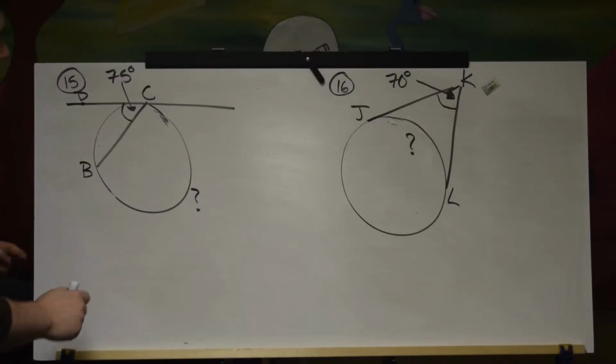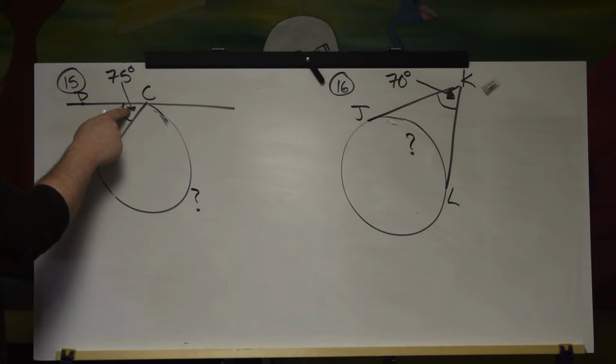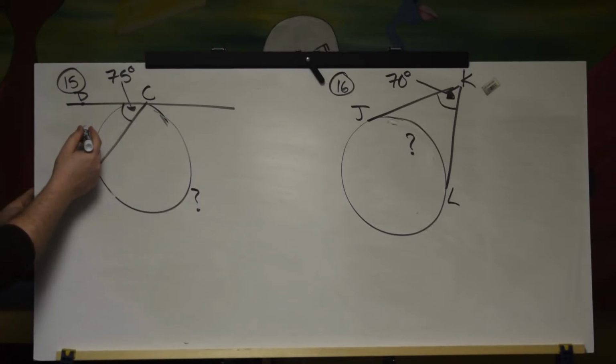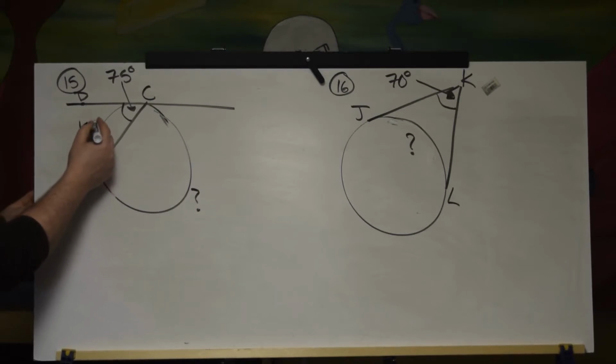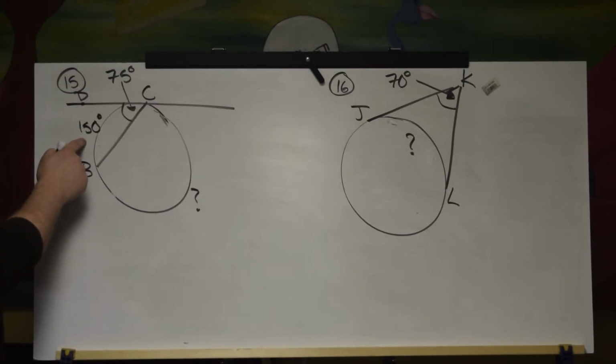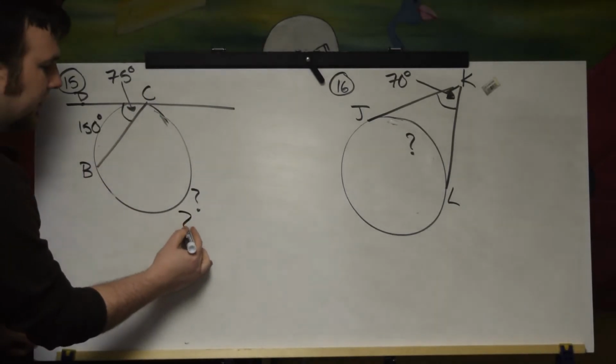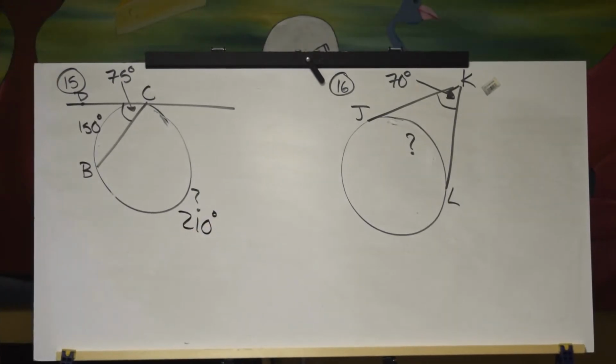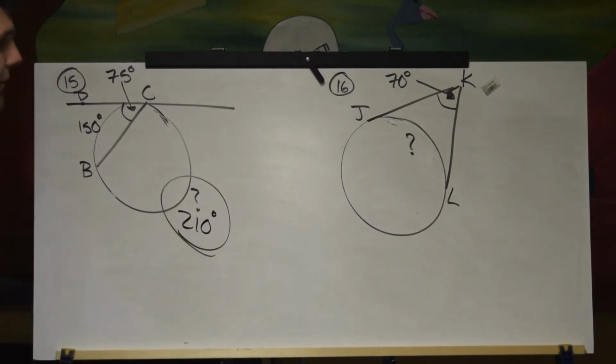Let's see, number 15, they gave us this angle of 75 degrees. It's inscribed. So this arc is 2 times 75, or 150. Now remember, a full circle is 360. So if we have 150 here, that should leave 210 for over there. That's going to make 360 altogether.